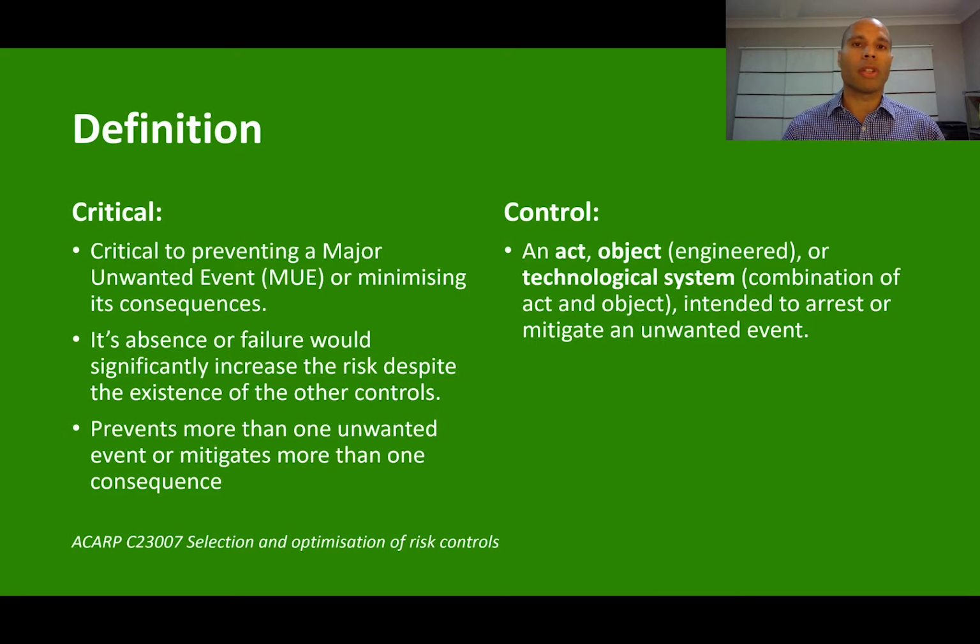And there's three different criticality requirements. So one, is it critical to the prevention of a major unwanted event or mitigating its consequences? The second one being, if that control wasn't there, would it have a significant impact on the risk? So if it wasn't there or if it failed. And the third is if this control helps to mitigate the risk for more than one major unwanted event, then it potentially can also be classed as a critical control.